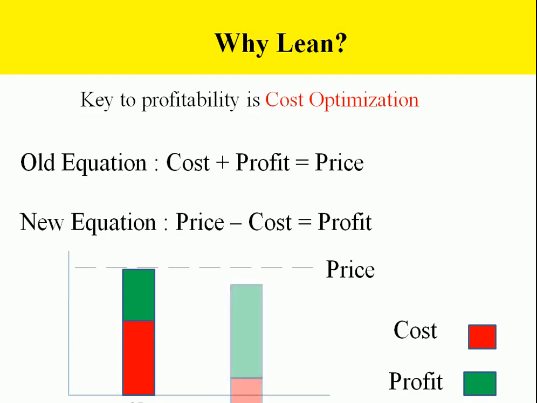In the new perspective, what we see here is that the price of the product remains the same, but we have decreased the amount spent to produce the product, such that the profit margin is increased. This is the main reason why we need to implement the lean production system in all industries.